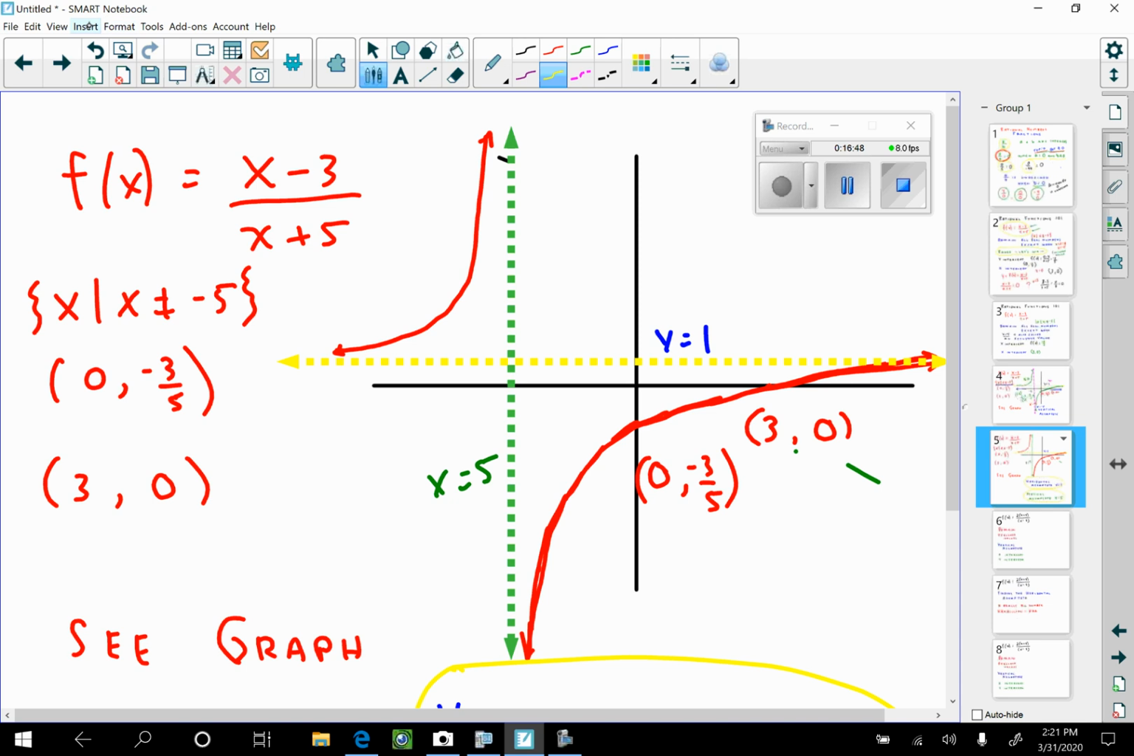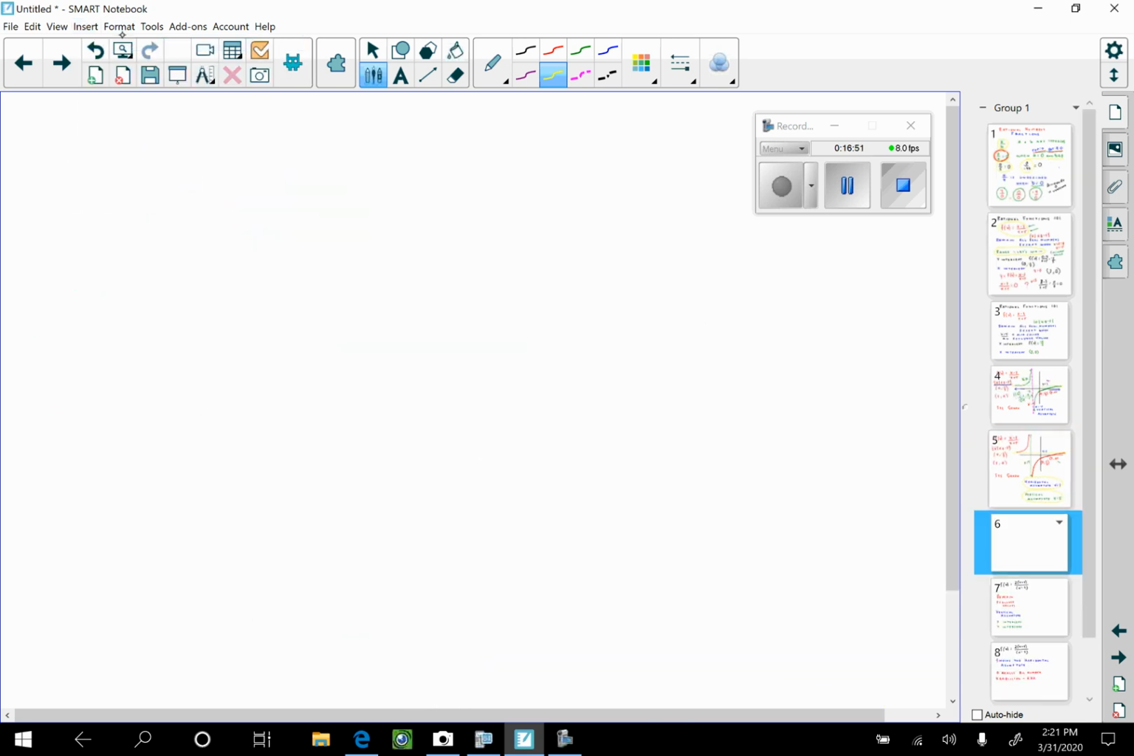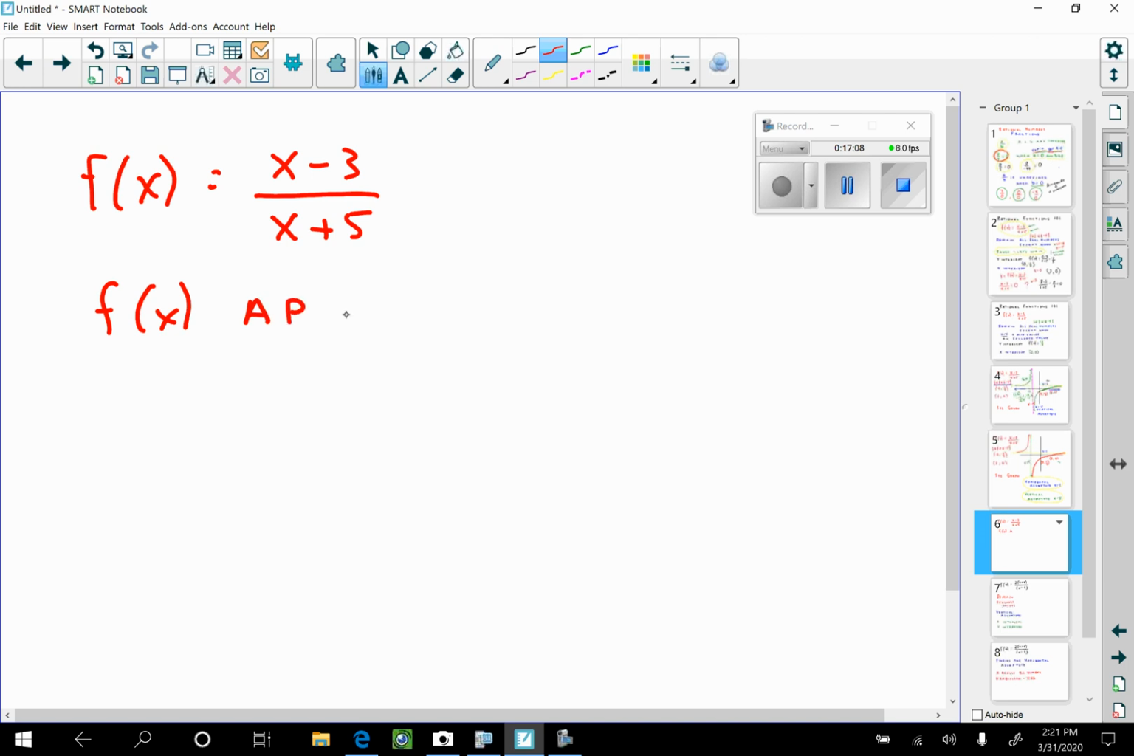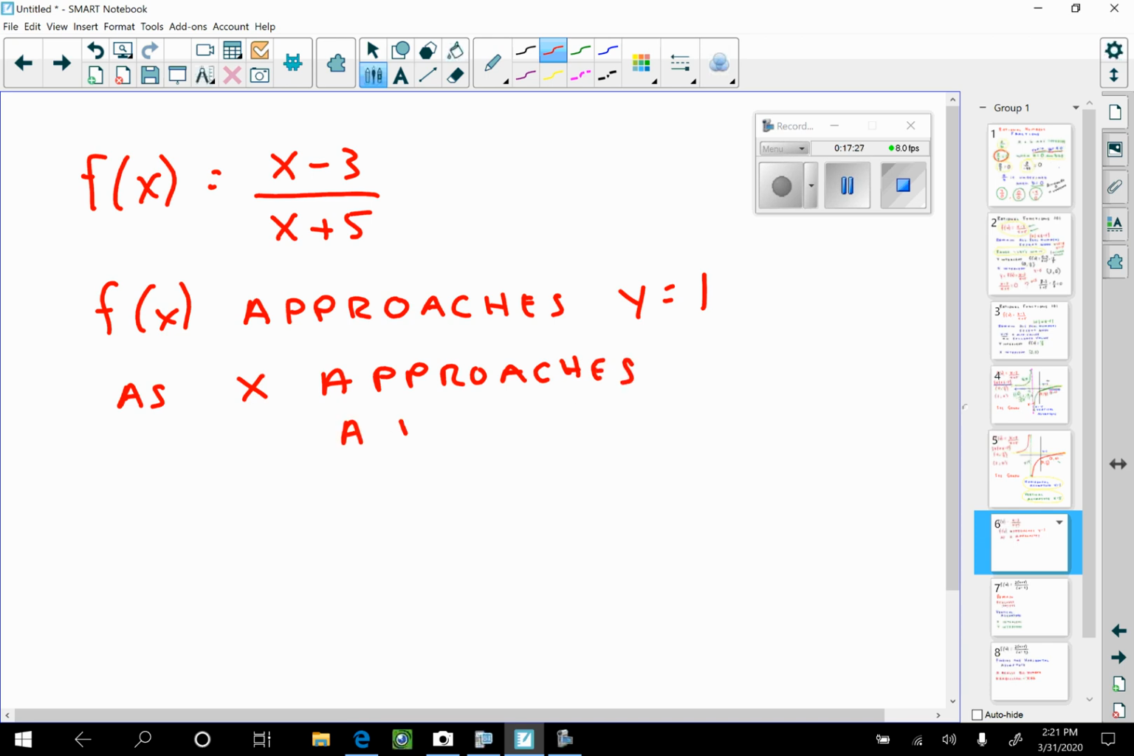Let me put an empty page in here, and I'm going to show you something else. So if I have this same guy right here, this is what I want to say: f of x approaches y equals 1 as x approaches a really big number.